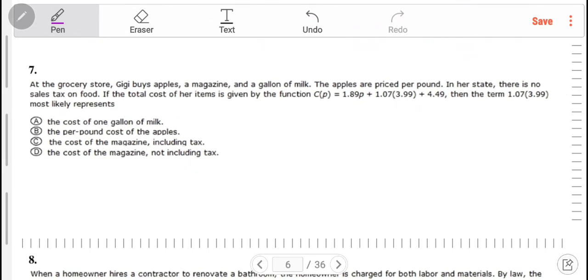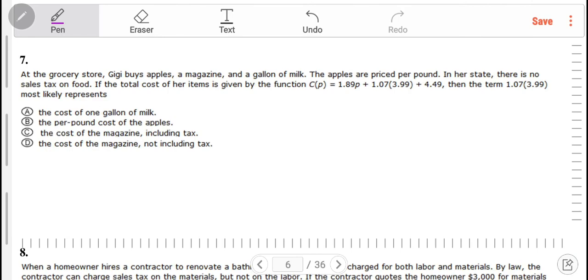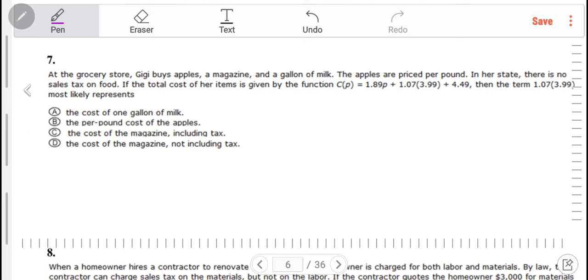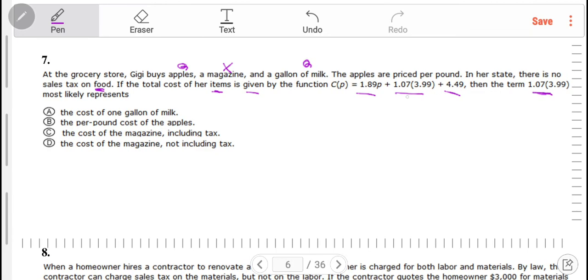Excellent. Now at the grocery store, Gigi buys apples, a magazine, and a gallon of milk. The apples are priced per pound. In her state, there is no sales tax on food, only on food: apples, milk. Magazine. If the total cost of her items is given by the function, then the term 1.07 times 3.99, is it the cost of 1 gallon of milk?